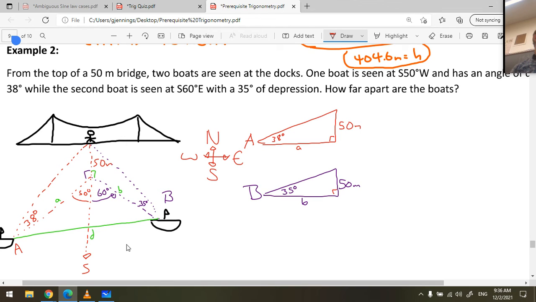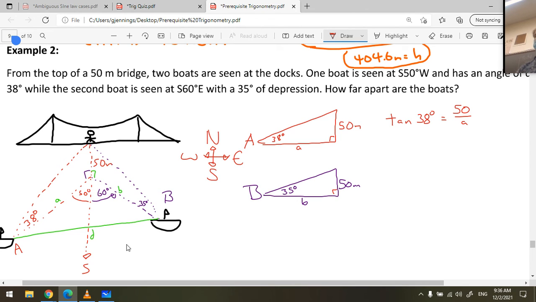So write down what you know. I know that tan is the one I want to use. I know that tan 38 is something my calculator can tell me. I know that tan 38 is equal to opposite over adjacent. So write that down: 50 over A. Now you have some inverse operations to do to solve this. Multiply both sides by A, divide both sides by tan 38.